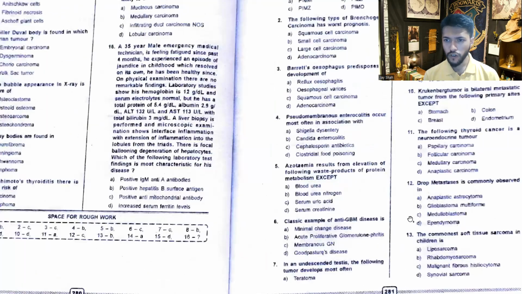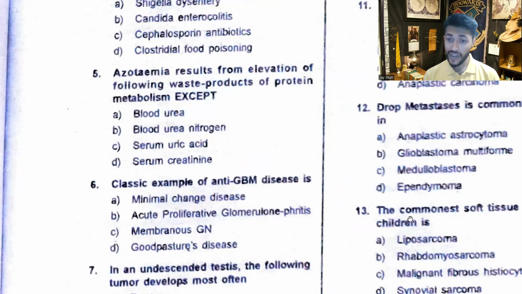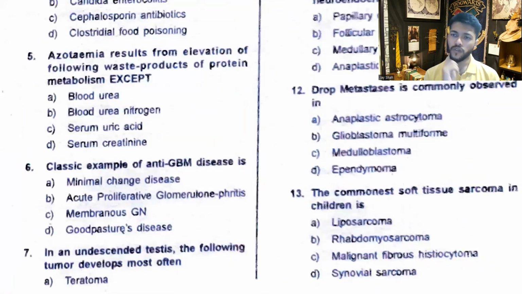Now, commonest soft tissue sarcoma in children is rhabdomyosarcoma. If asked, commonest eye tumor in children is retinoblastoma. Commonest kidney tumor in children is Wilms tumor. Commonest soft tissue sarcoma is rhabdomyosarcoma. Right. And commonest bone tumor in children is Ewing's sarcoma. Drop metastasis is commonly observed in.